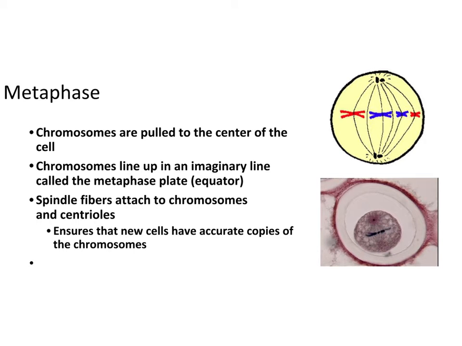And then these spindle fibers attach to both the chromosomes and the centriole, and they're just going to help ensure that the new cells have accurate copies of the chromosomes.